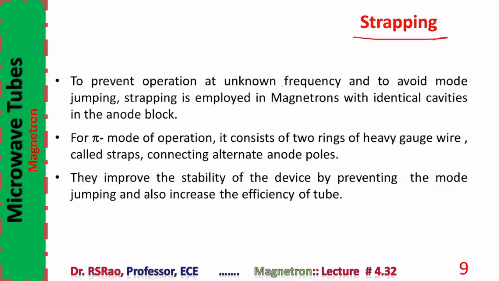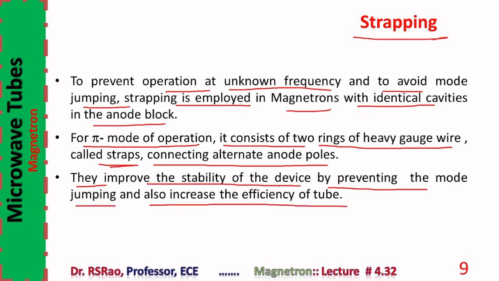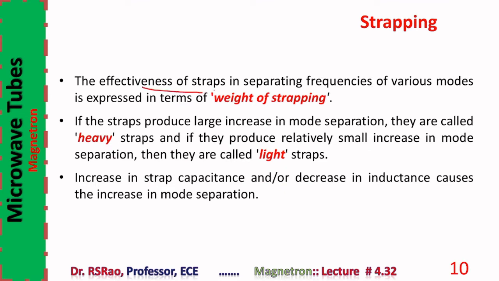Some more points regarding strapping. To prevent operation at unknown frequency and to avoid mode jumping, strapping is employed in magnetrons with identical cavities in the anode block. For pi mode of operation, it consists of two rings of heavy gauze wire called straps connecting alternate anode poles. They improve the stability of the device by preventing mode jumping and also increase the efficiency of the tube. The effectiveness of straps in separating frequencies of various modes is expressed in terms of weight of strapping, or simply strapping weight.